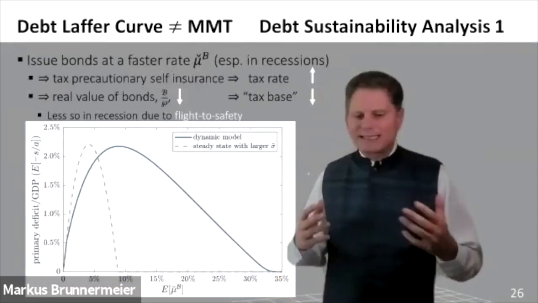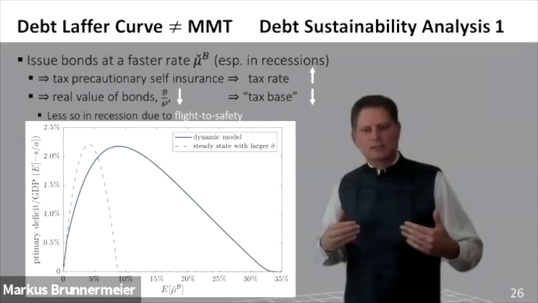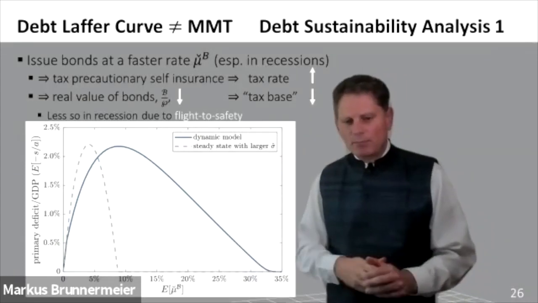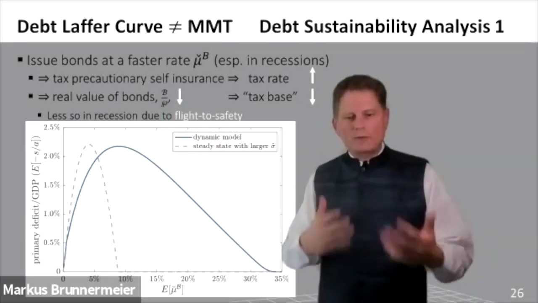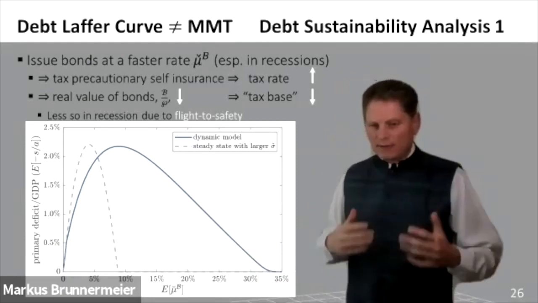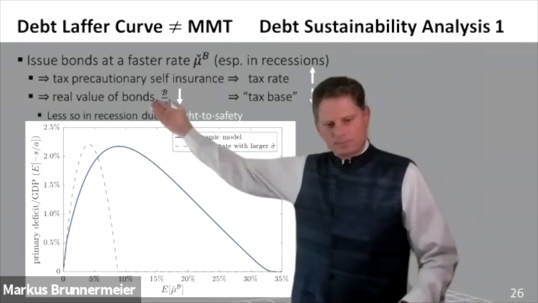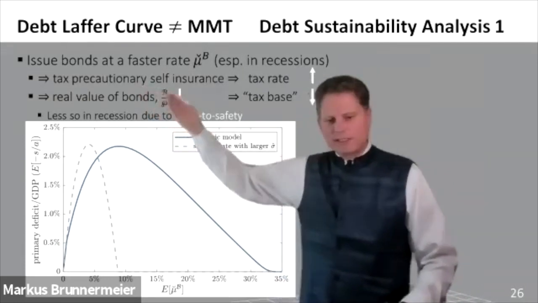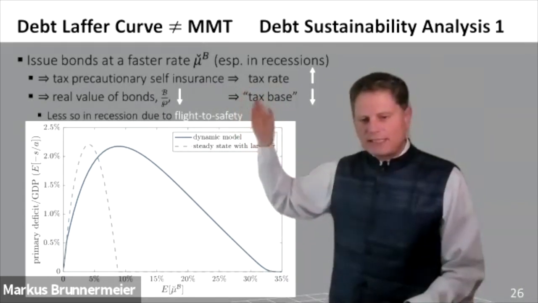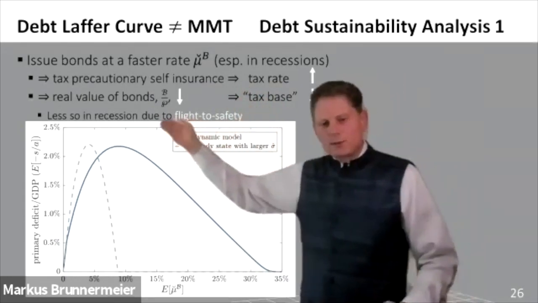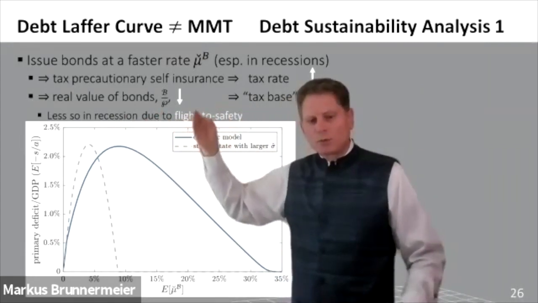So how can we now extend the debt Laffer curve in a world where there are recessions, and in times of recession, idiosyncratic risk is going up? You have the same analysis as before. If you issue more of these bonds at a faster rate, so the deficits are higher, what's going on is that you actually tax precautionary self-insurance. The tax rate goes up, and you might debase the tax base, but it's not so dramatic now, because in times of recessions, you have this flight to safety.